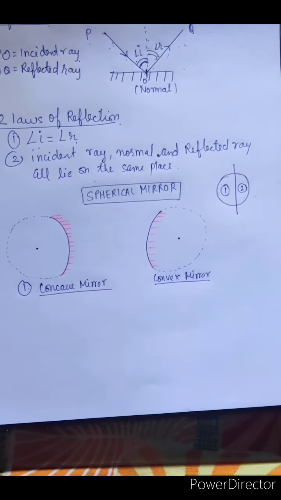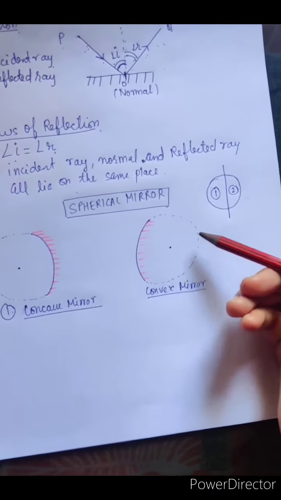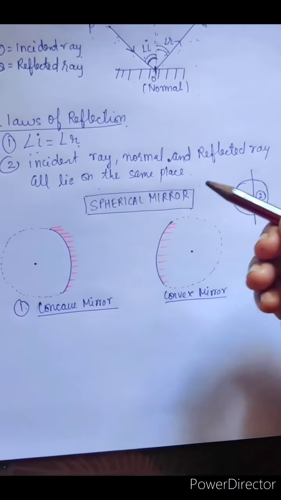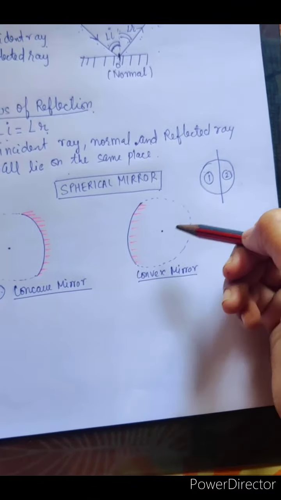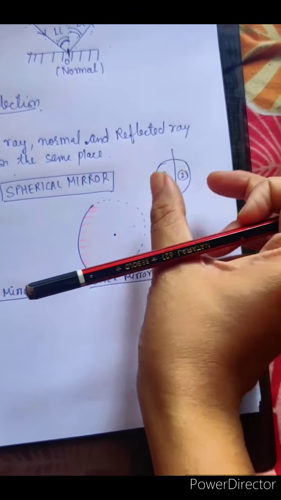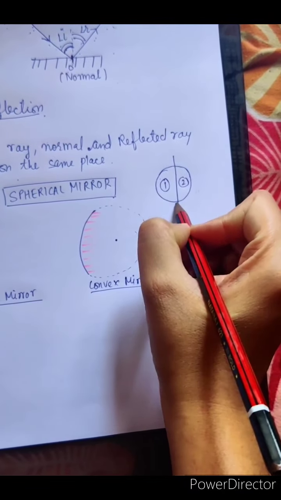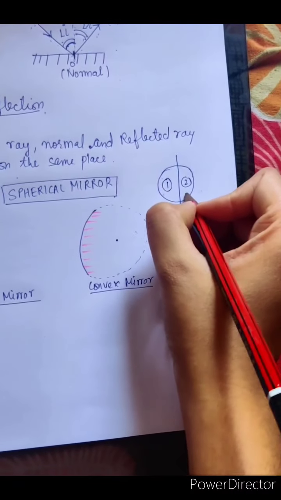So now let's study reflection through spherical mirrors. That is how, with the help of spherical mirrors, the process of reflection takes place. Before understanding spherical mirrors, let's see where we are getting them from. We will take a sphere and cut the sphere into two parts. This is the first part of the sphere and this is the second part of the sphere.